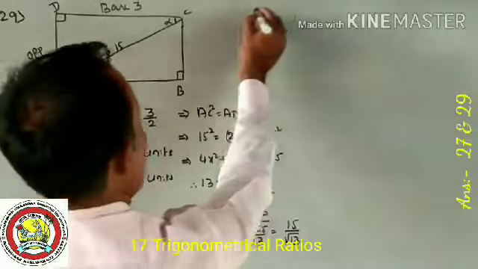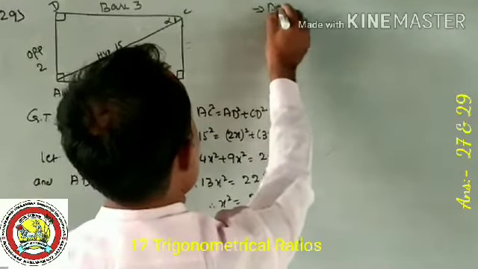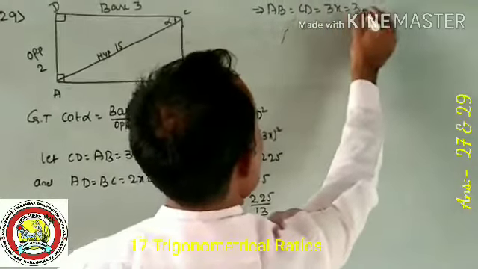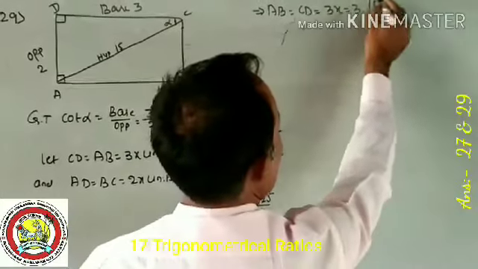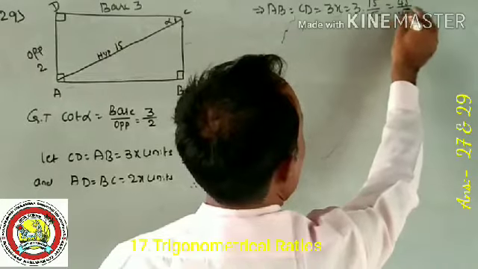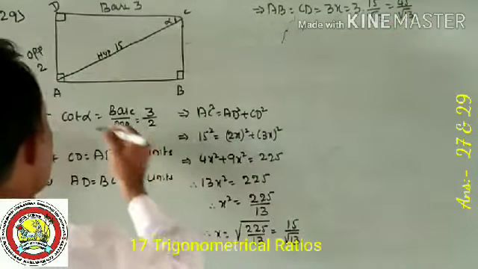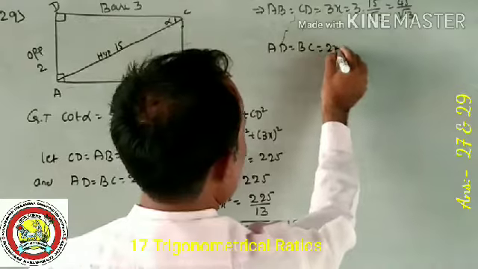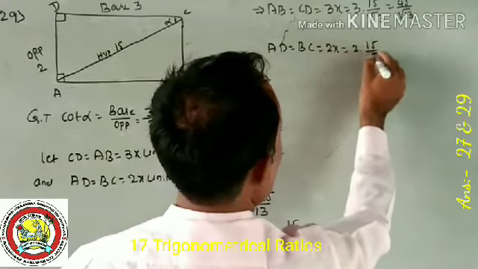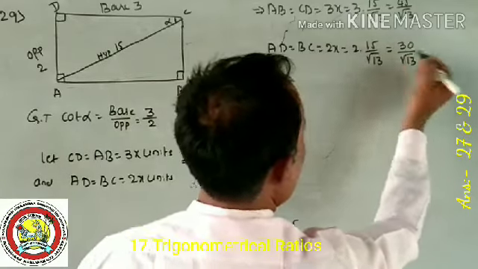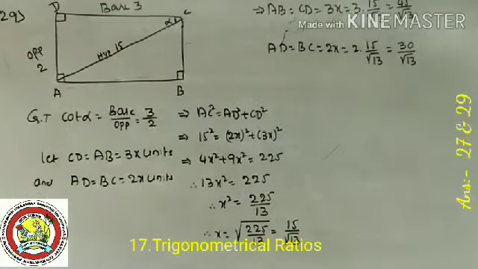Now find one by one. First one, AB is equal to CD is equal to 3x, that is 3 into replace x value, that is 15 divided by root 13. So this is equal to 45 divided by root 13. Next AD is equal to BC is equal to 2x, that is equal to 2 into 15 by root 13. So that is equal to 30 divided by root 13. Okay, you got AB and CD. Then similarly AD and BC values.